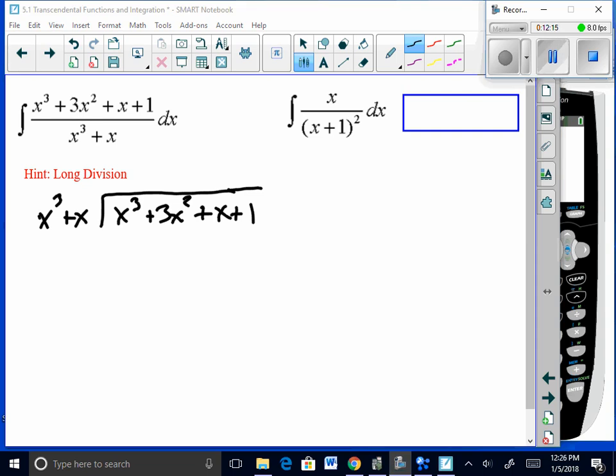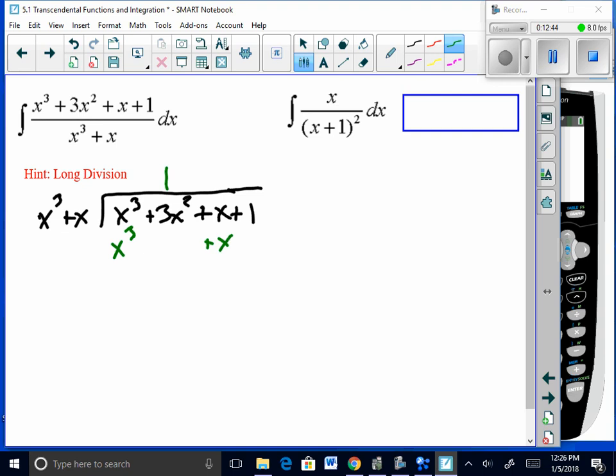We follow this division the same way you learned in elementary. So I'm going to take this first term underneath the root, the x cubed, and I divide it by this term outside of the root, the x cubed. So what is x cubed divided by x cubed? Good. So my 1 is going to go up here, and then whatever you have sitting up there, you times by the numbers in front of the division bar. So I have 1 times x cubed and 1 times x. So that would give me an x cubed plus x.